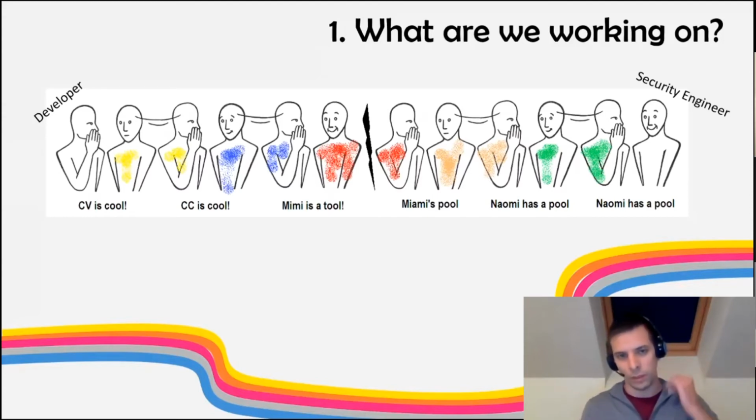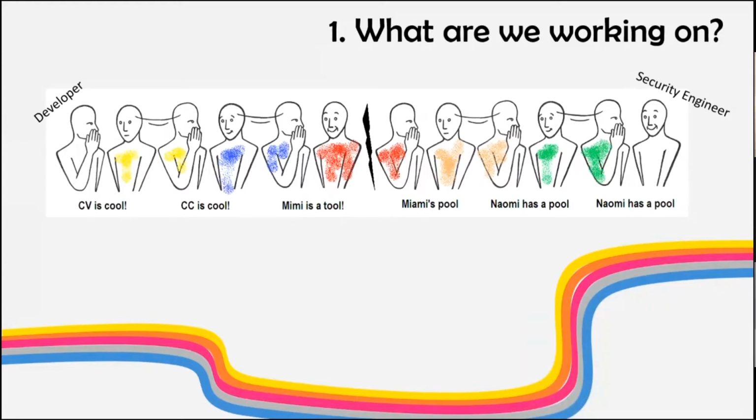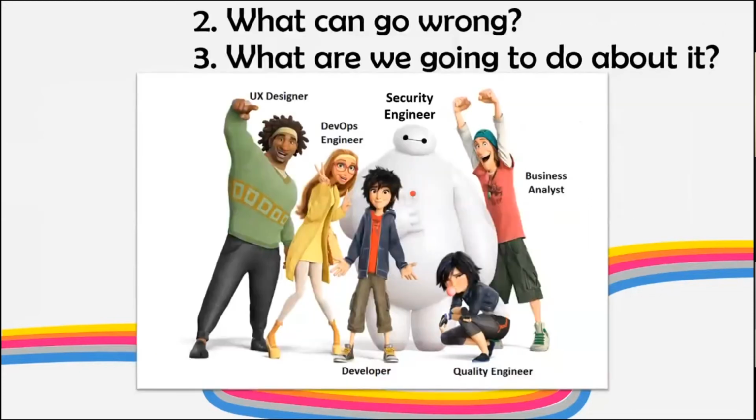So I really think that the scope and the understanding of the system needs to be established by working together. Now looking at the next two questions, which are what can go wrong and what are we going to do about it?